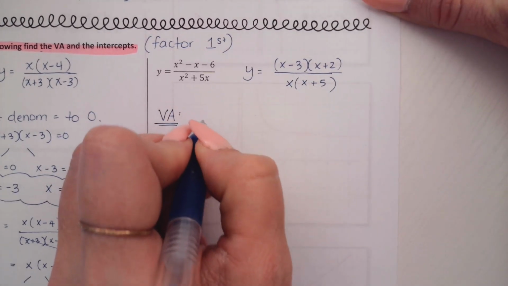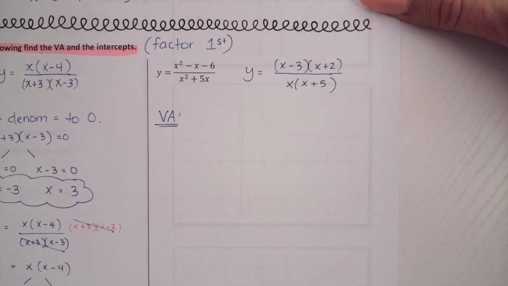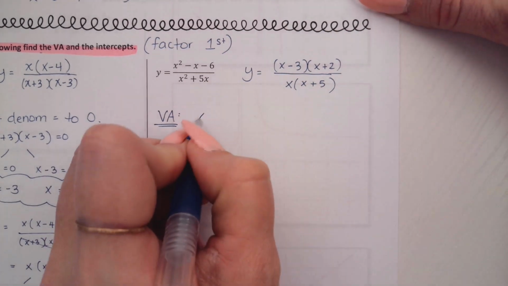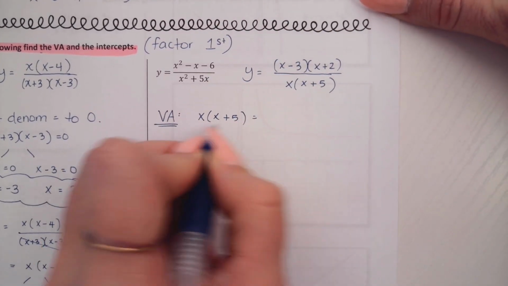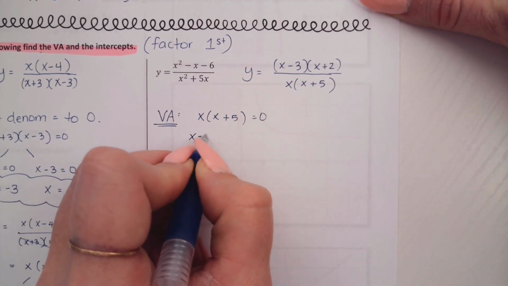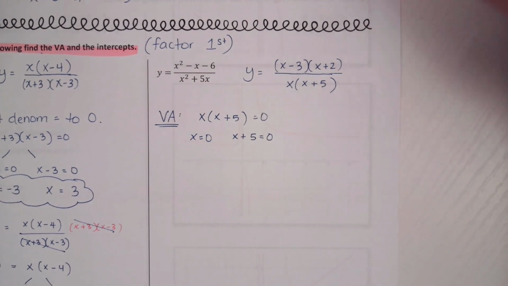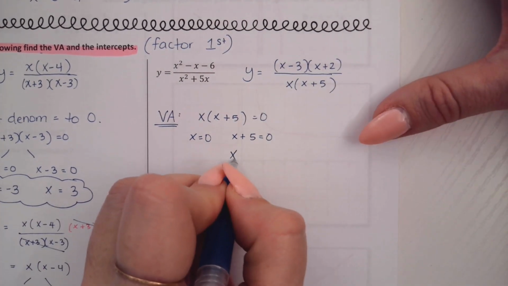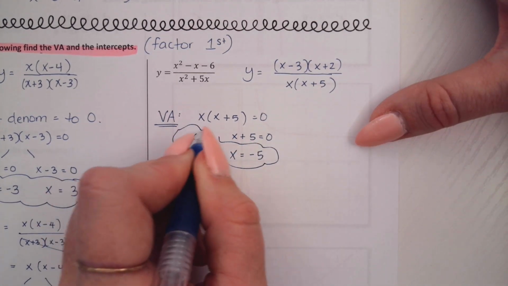So for vertical, we're going to set the denominator equal to 0. And again, there's two factors in that denominator, which means how many vertical asymptotes are we going to have? 2. One when x equals 0. One when x plus 5 equals 0. So one of them is going to be at 0. What's the other one going to be at? Negative 5. There are the two vertical asymptotes.